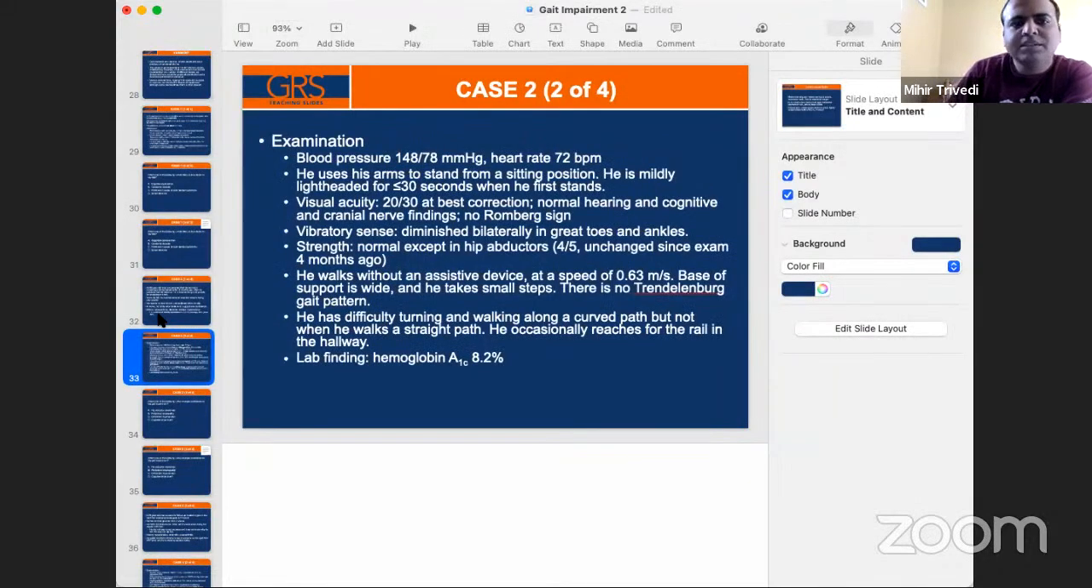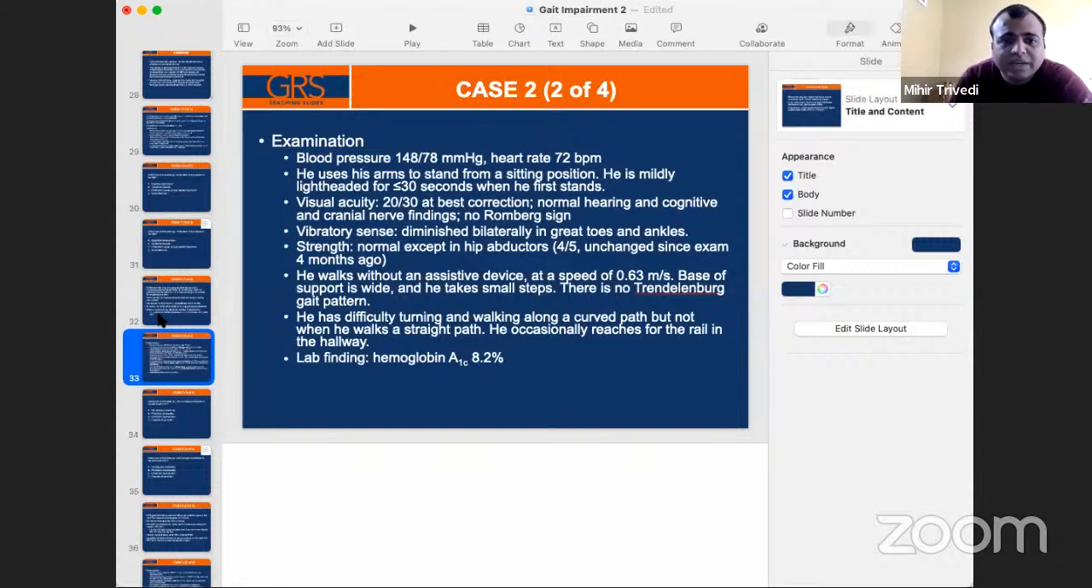Examination reveals blood pressure 148/78 mmHg, heart rate 72 beats per minute. He uses his arms to stand from a sitting position. He is mildly lightheaded for less than or equal to 30 seconds when he first stands. Visual acuity is 20/30 at best correction, with normal hearing, cognitive and cranial nerve findings, and no Romberg sign noted. Vibratory sense is diminished bilaterally in great toes and ankles. Strength is normal except in hip abductors, 4 out of 5, graded unchanged since exam 4 months ago.